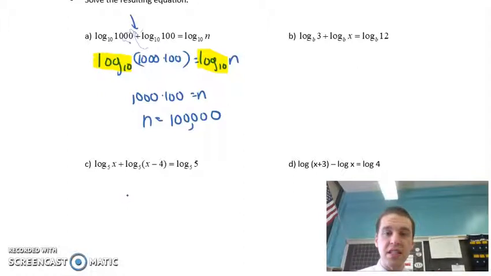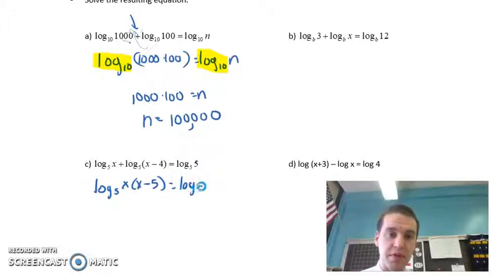I'm going to go do C, and then I want you to try B and E, please. So, here's C. Log base 5 of x plus log base 5 of x minus 4. We see the addition. We know that we are multiplying. So, log base 5 of x times x minus 4 equals log base 5 of 5.